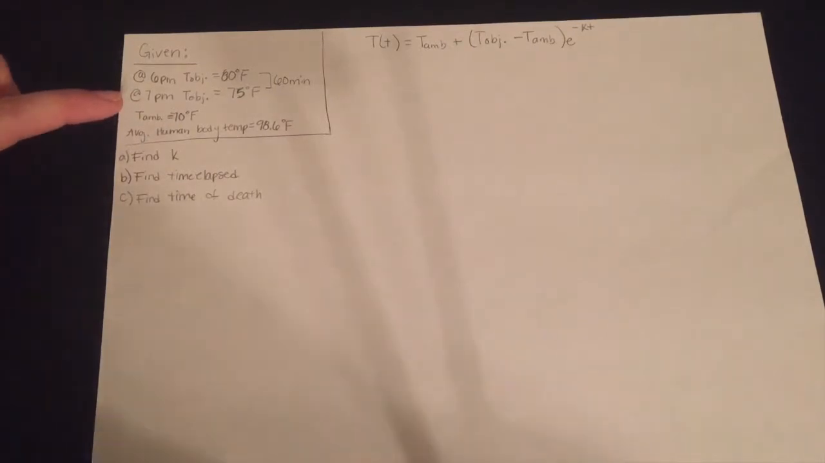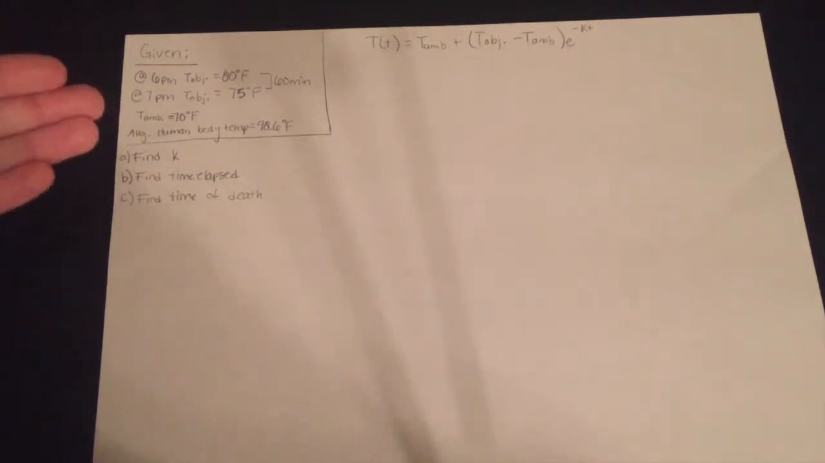And then the ambient temperature, which is the constant temperature, is going to be the temperature of the room, which is 70 degrees Fahrenheit. And even though it wasn't given, we know that the average human body temperature is 98 degrees Fahrenheit, which we need to know for later.